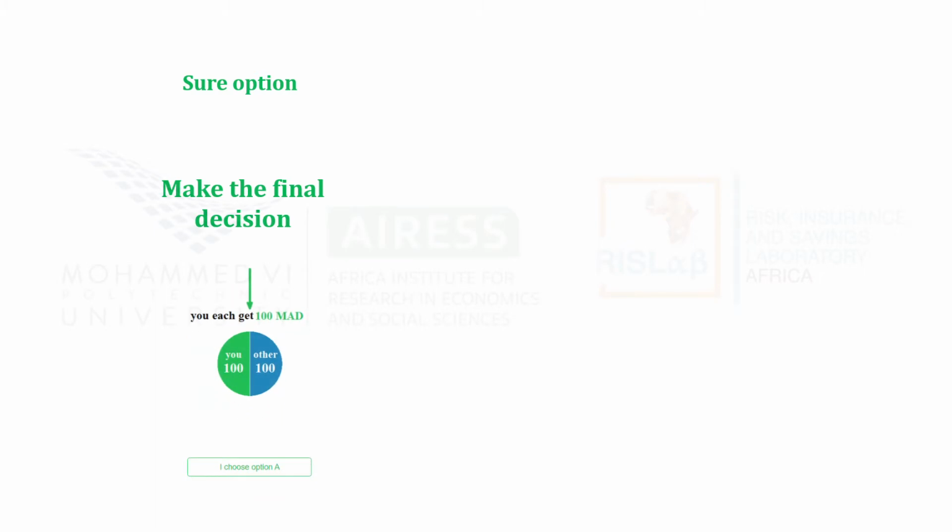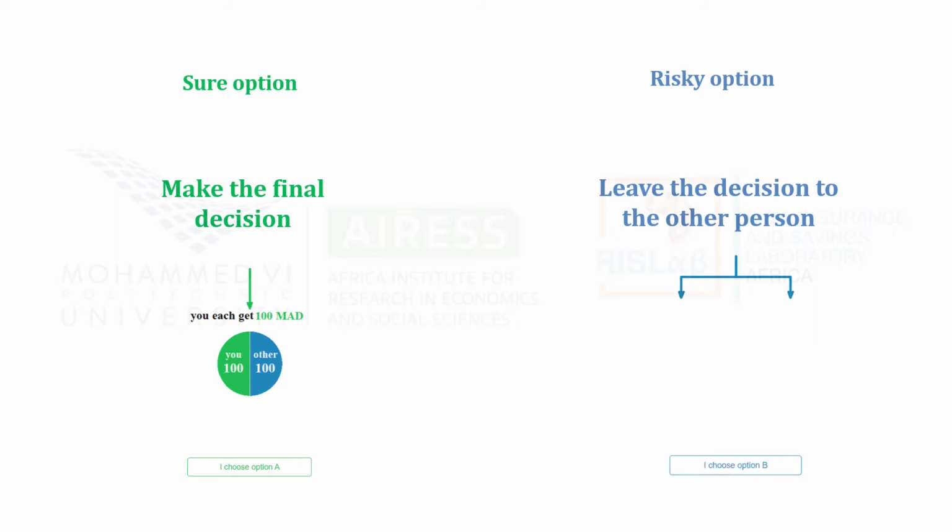You now see a typical example of the choices you will face. In the sure option, you make the final decision, and in this case you each get 100 dirhams. For the risky option, the other person will split up 300 dirhams between the 2 of you. The other person has 2 options, either to split the amount equally. In this case you get 150 dirhams, and the other person gets 150 dirhams. Or to split the amount unequally. In this case, you get 80 dirhams and the other person gets 220 dirhams.